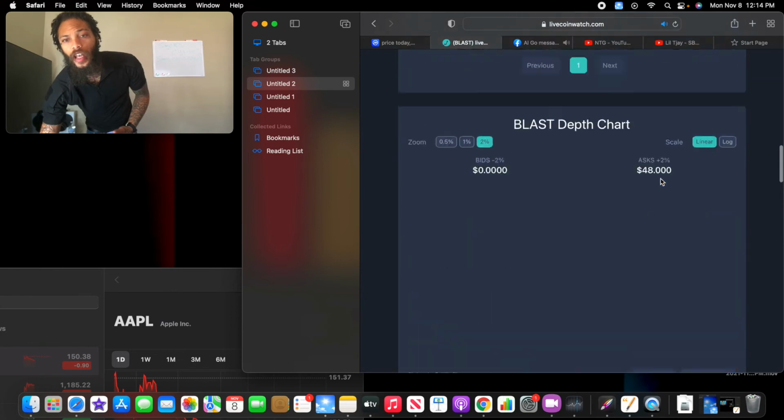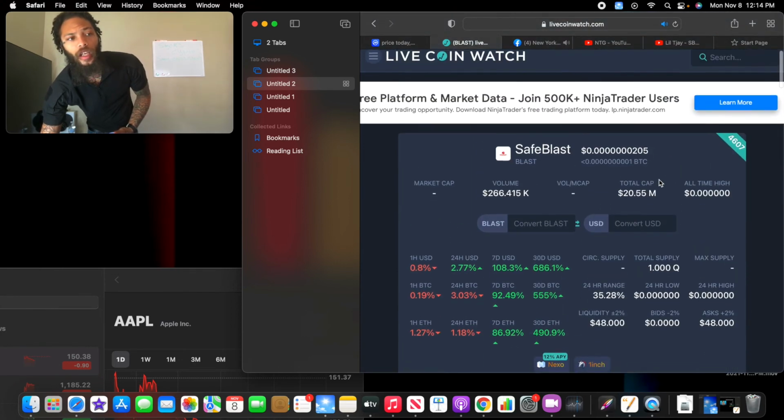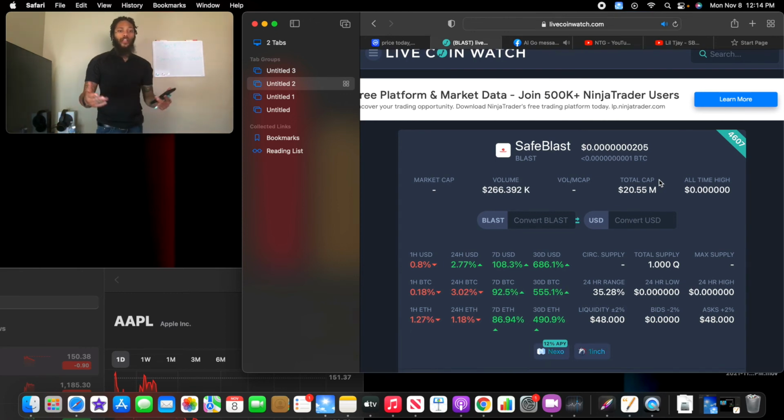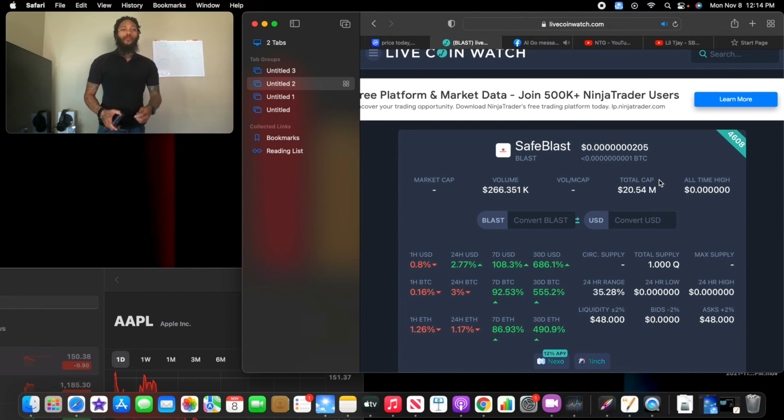With that being said, they're letting y'all know that it's possible they can go to the moon. It's possible that they can go down. So again, do your own research. That way you will know what you're doing with your money, because it's your own money, and that's what we have to do. That'll be all for the updates that I have on Safeblast and this cryptocurrency.